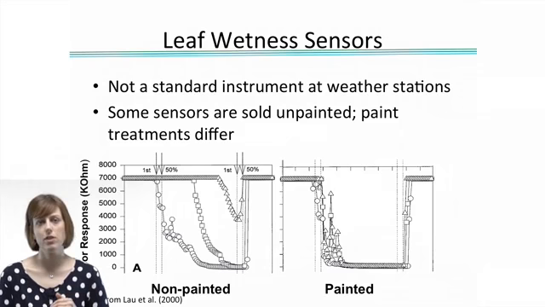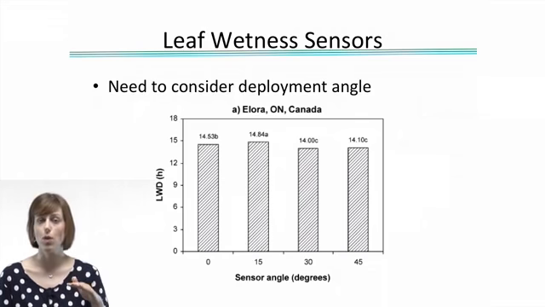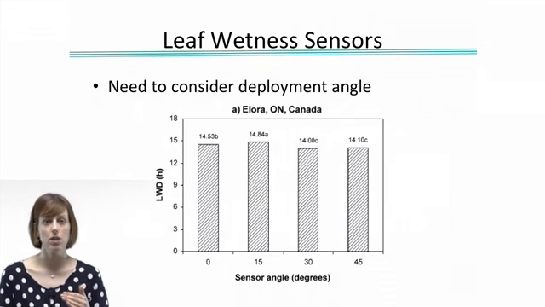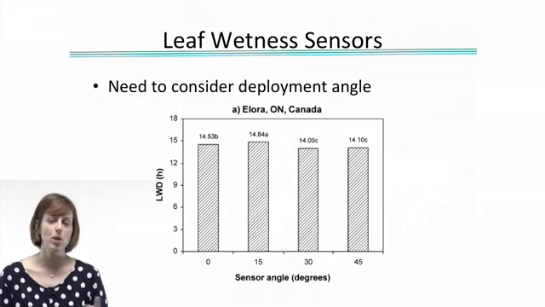The other thing that we need to consider is the deployment angle. We've looked at deploying sensors anywhere from 0 degrees, so perfectly horizontal, to up to about 45 degrees. As this study shows, we see a significant difference in the leaf wetness duration, although it doesn't look like a lot, but there's a statistically significant difference between a sensor that was deployed at 0 degrees, 15 degrees, and 30 and 45 degrees, but no significant difference between sensors placed at 30 and 45 degrees.